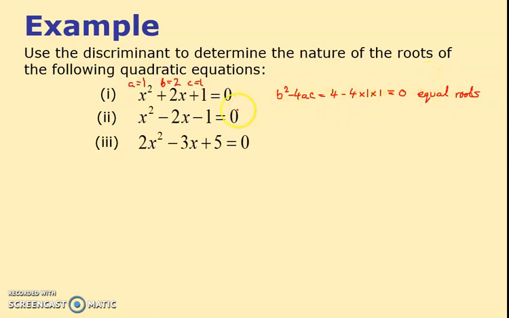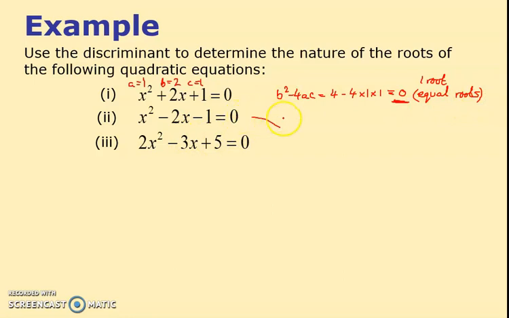That's what I would say. Maybe real and equal roots, but definitely equal roots. There's only one root, is the other way of saying it. So notice whenever you get 0, there's only one root, or we describe it as having equal roots. Let's do the second one.